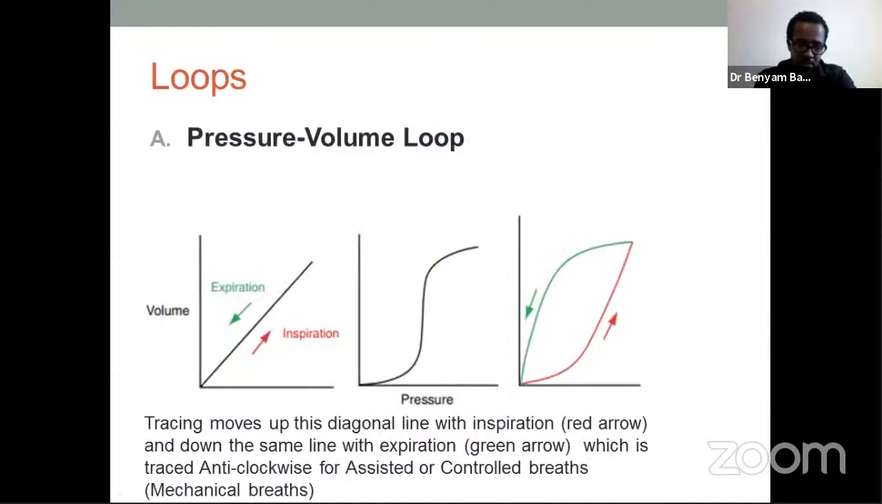See the difference, because we are using the assisted or controlled breath, which is technically a positive pressure ventilation. The pressure on the assisted or controlled breaths will be on the positive side of the x-axis, the pressure line.